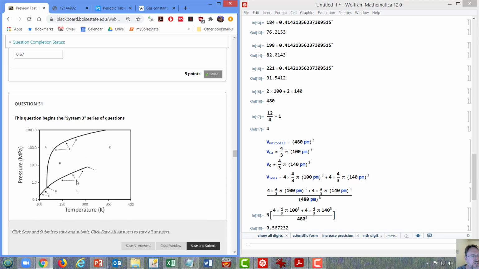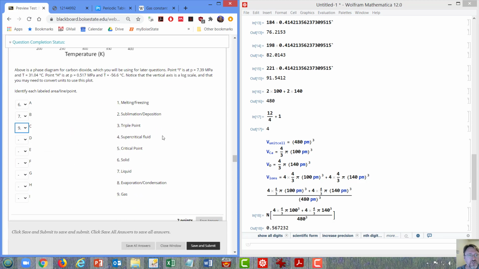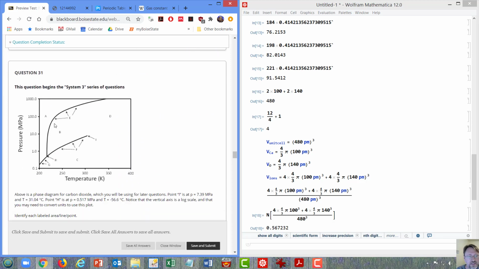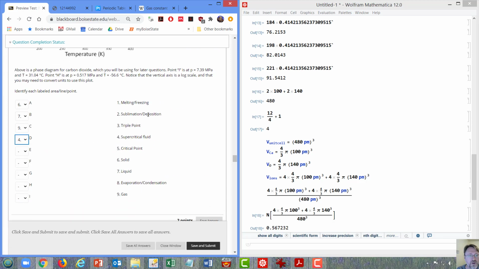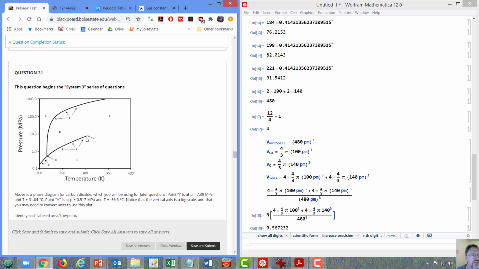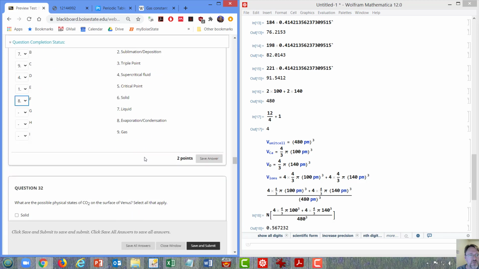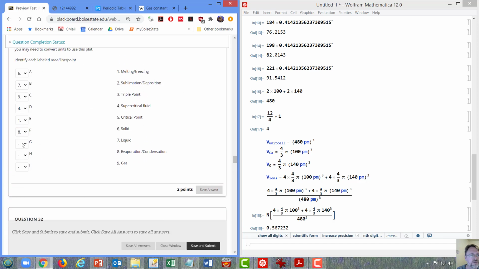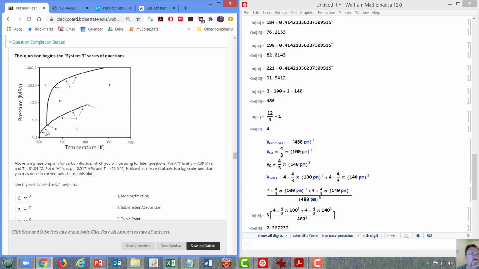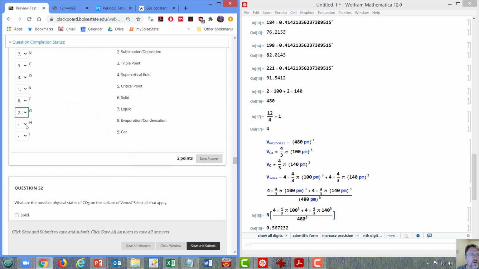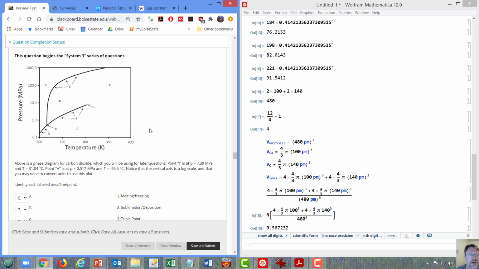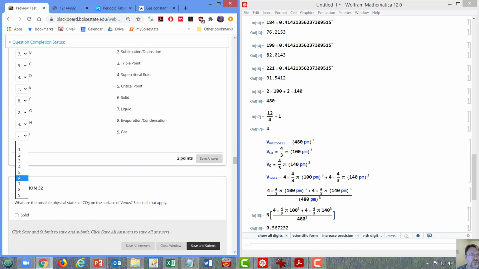D is, where's D? It's up here. That's the supercritical fluid, that's 4. E, that is the melting point or freezing point, so that's 1. F is this region, that is the evaporation condensation line. G, that is the sublimation line, 2. H, that is the triple point, 4. I, that is the critical point, 5.